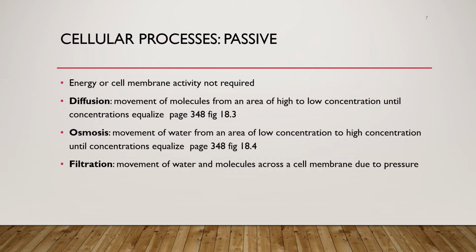And then our last type is filtration, that's defined on page 348. And we can think of filtration when we are straining something, or we have a strainer and we're running water through it and it's being filtered. So filtration is probably the easiest process that we can think about. But this is just how things move in and how the cell moves around our body.